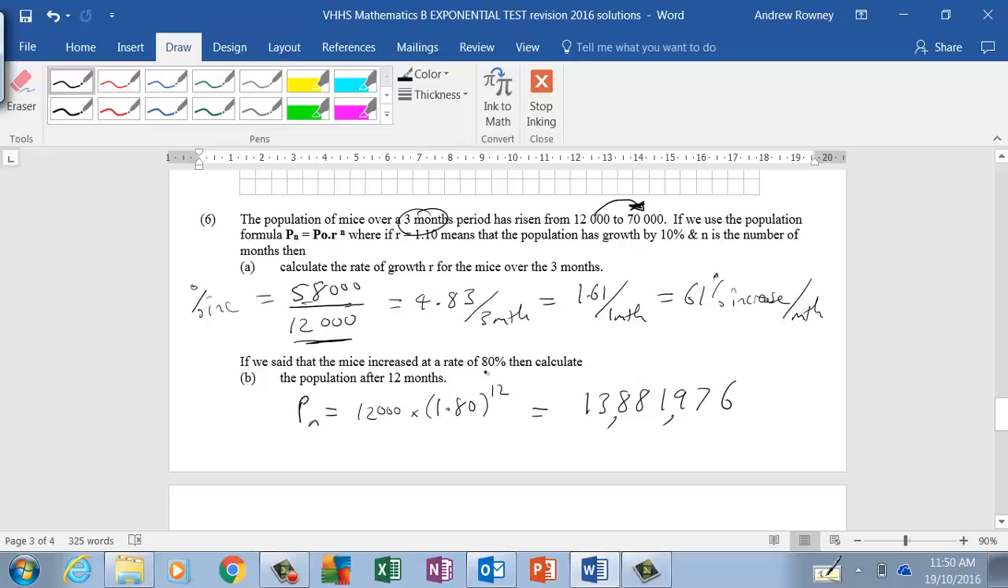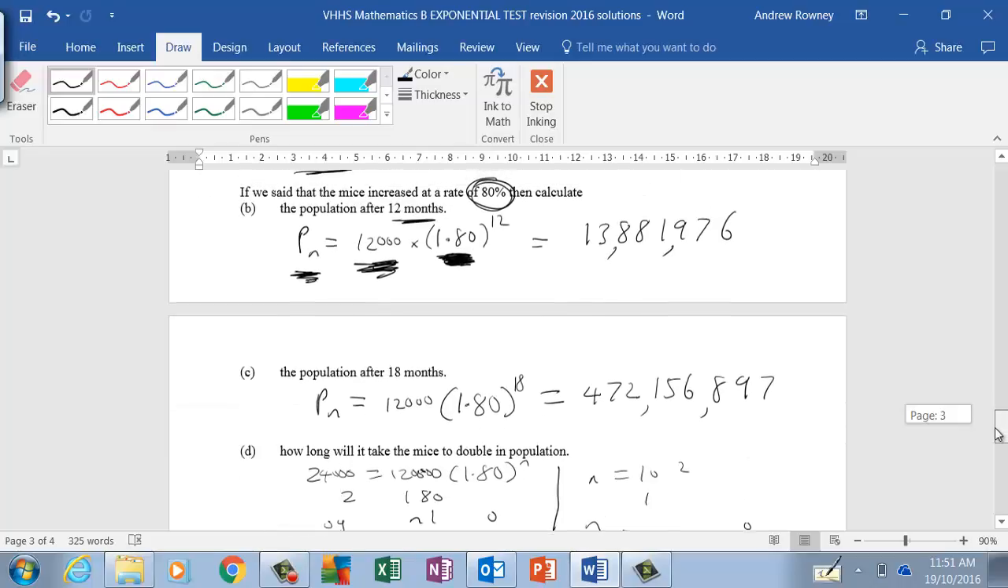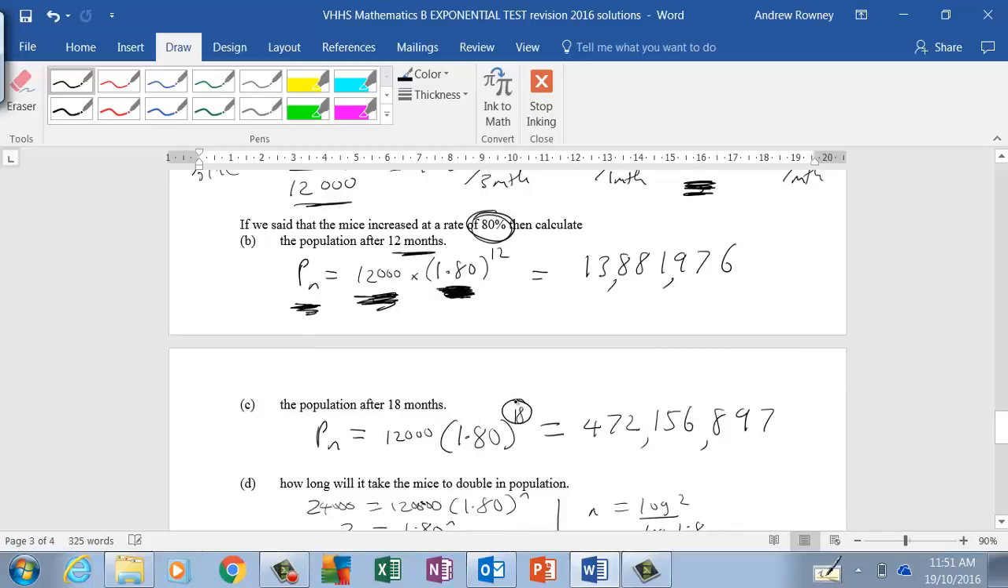Now in part B they say, well, what if the rate was 80%, and we'll work with 80% just in case someone got part A wrong, then it doesn't make all the subsequent answers wrong. So 80%, that means we can write it as 1.80 as R value rather than 1.61. So the final population is the initial population, 12,000, times the rate of increase raised to the number of months. Now in this question it's 12 months, so you do 12, and so you get 13 million mice. After 18 months we do the same thing, except we put 18 there, and so you get 470 million.